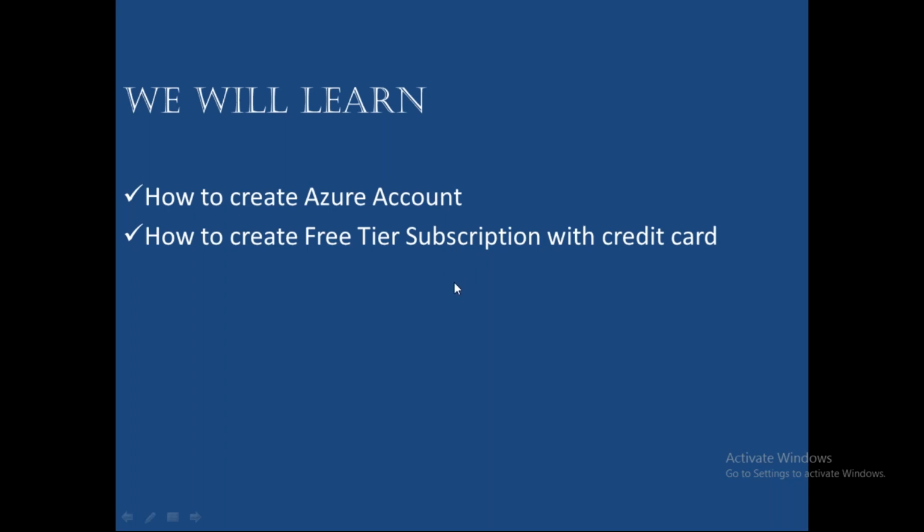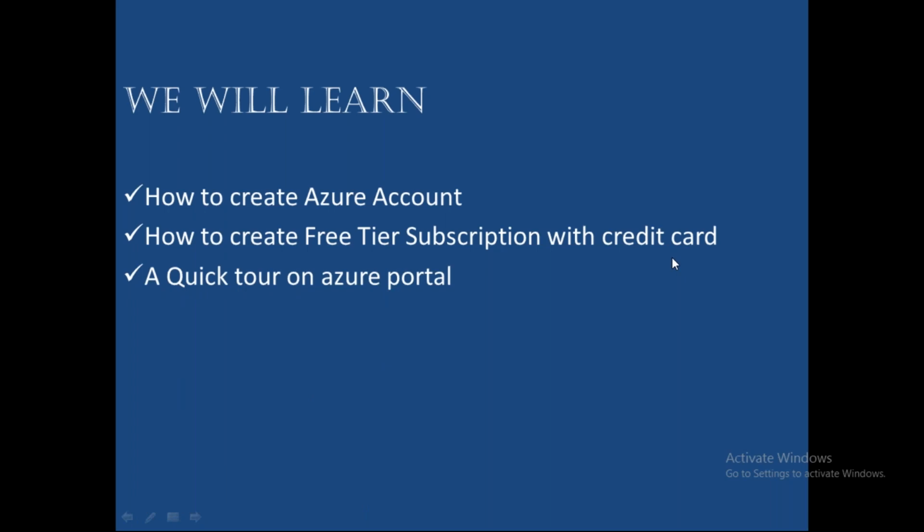Okay. So we are going to see how to create a free tier subscription. Free tier subscription means you will get some $200 for free. So how to get these $200 for free, we are going to see. But if you want to get these $200 for free, you need to have a credit card. So we will see today how to create this particular Azure account. Once we create the Azure account, how we can create a free tier subscription, we will see.